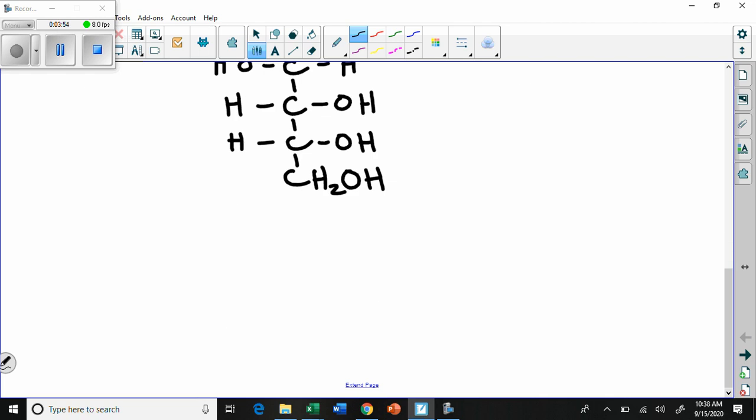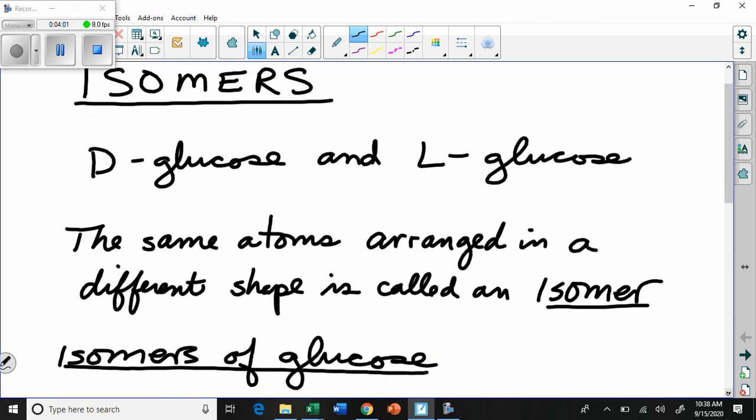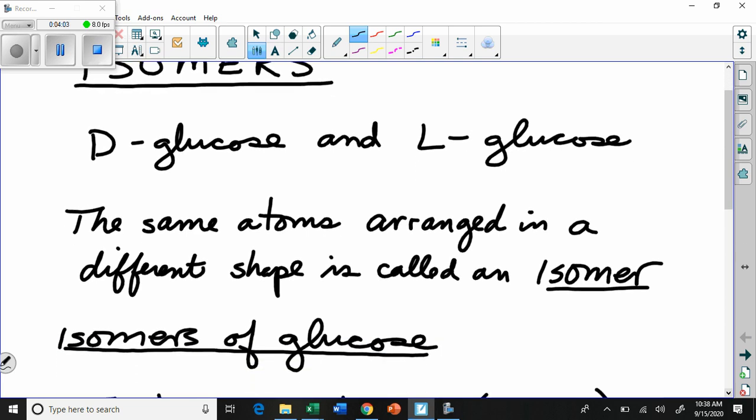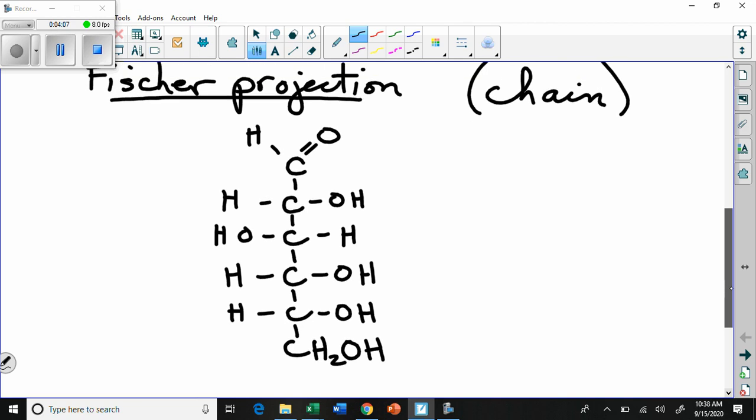Now, the thing is, actually, I'll give you a second. Copy that. Go back, go back. Back. Okay, there it is, Fischer projection chain.